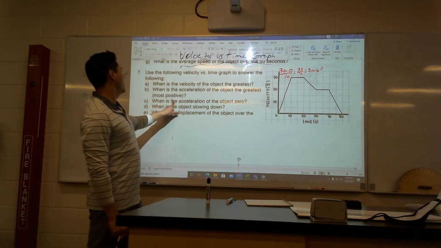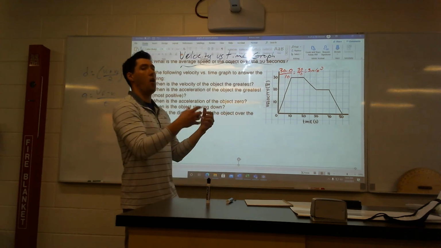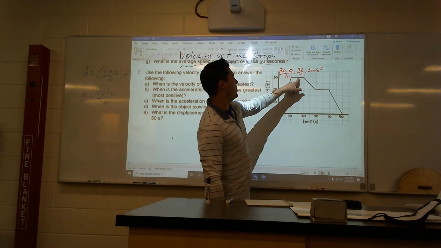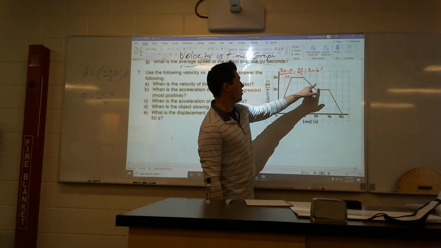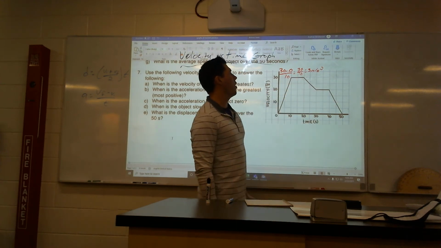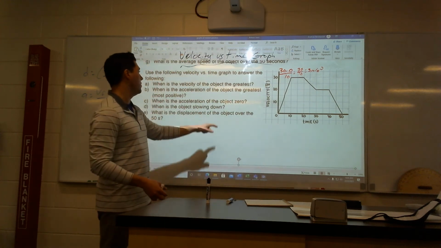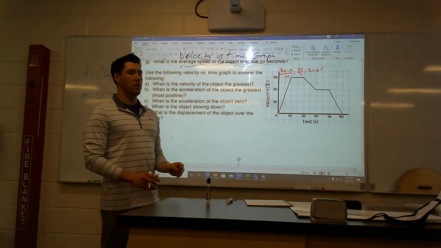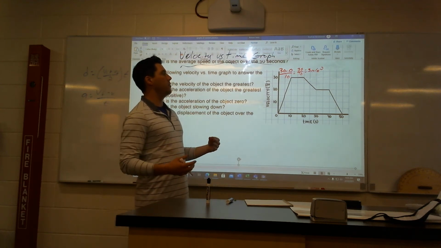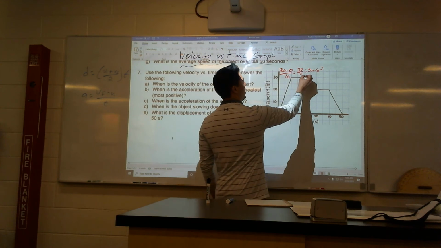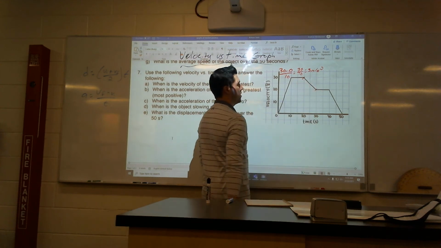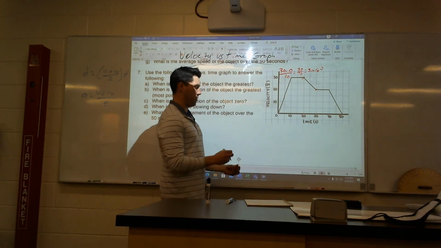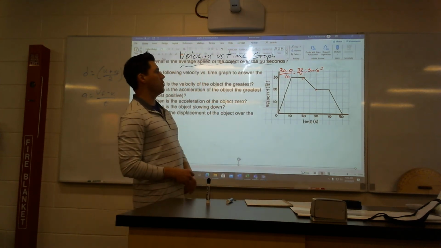When is the acceleration of the object 0? So when do we have a constant velocity? Right there we have a constant velocity, and right here we have a constant velocity. So two parts will have constant velocities, or acceleration of 0. When is the object slowing down? It's not asking you to calculate it, but when is the object actually slowing down? Right here it's slowing down in this 20 to 30 seconds, and then from 40 to 50 seconds, it's also slowing down as well. So that's where we have our slowing down.